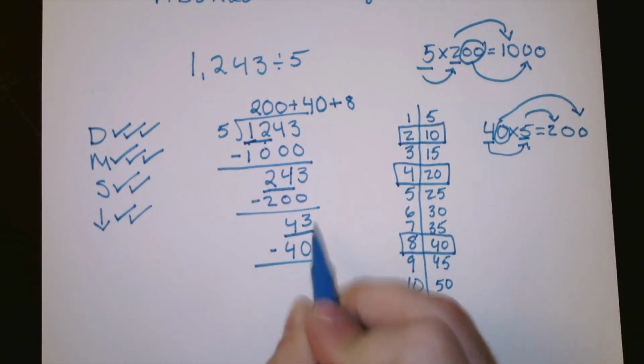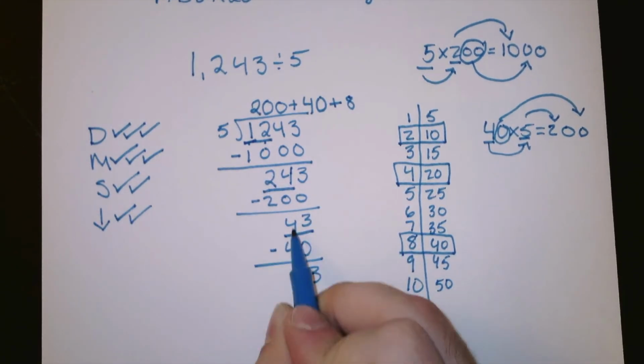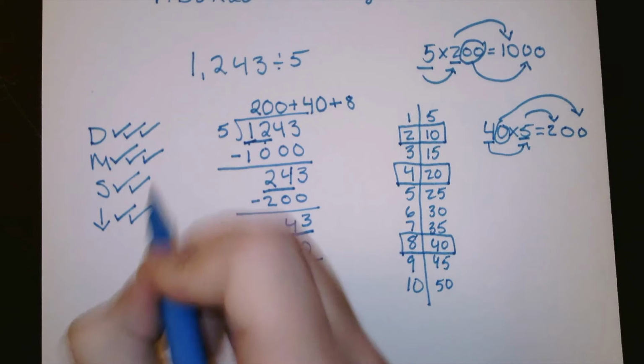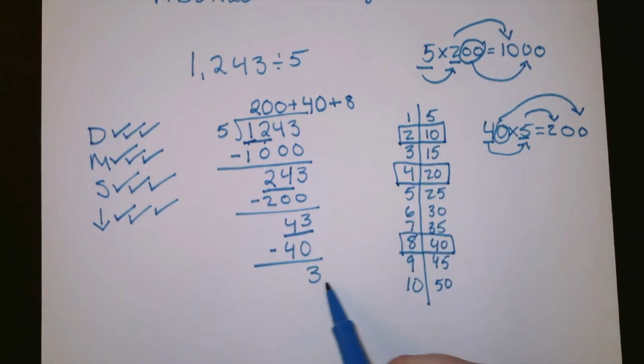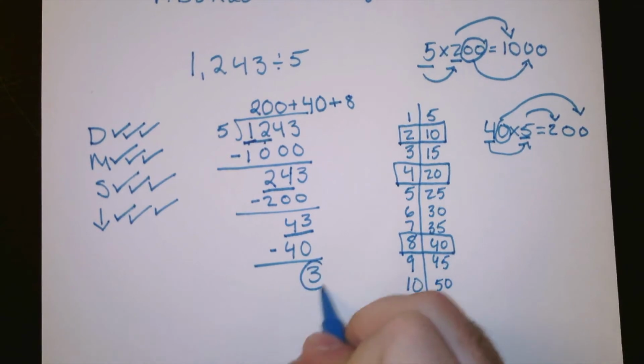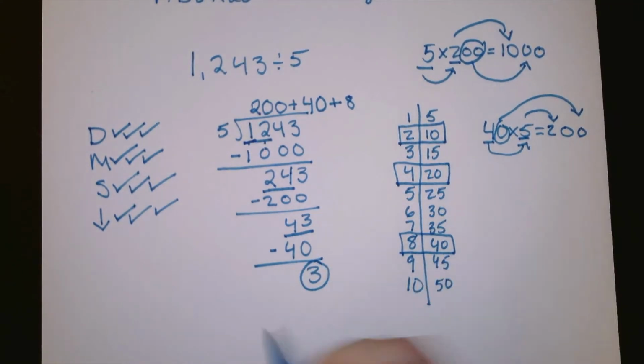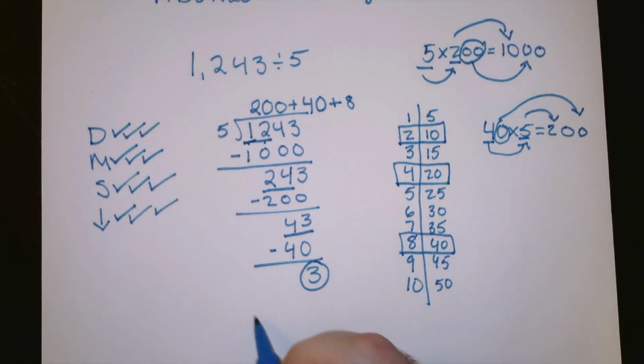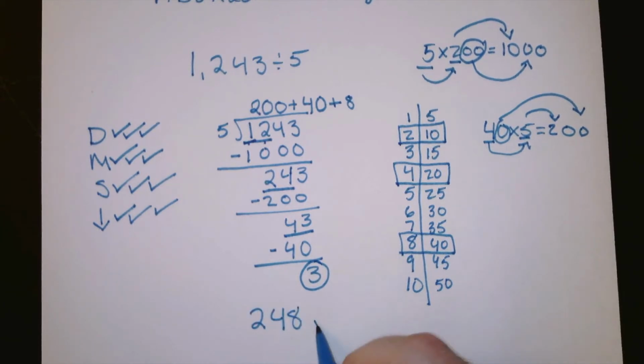Subtract. 3 minus 0 is 3. 4 minus 4 is 0, so I leave the 3. That was subtract and bring down. Now, because the number here is less than the number I'm dividing by, I know that that leaves me with a remainder. So that means that my overall answer, my quotient for this division problem, is going to be 248, remainder 3.